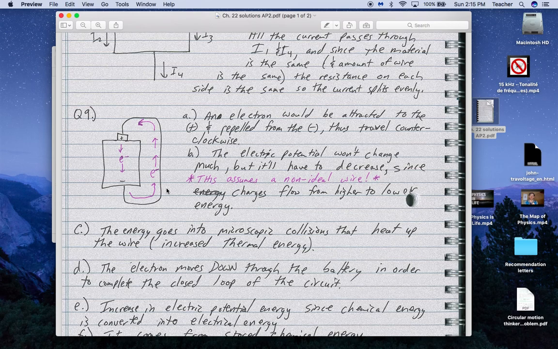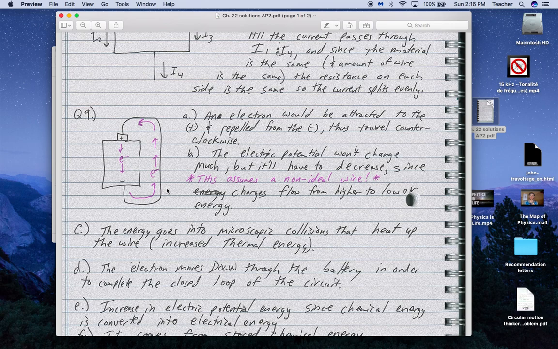The electric potential won't change much at any given length of the wire, but it actually has to decrease overall, because as you go in a complete loop, you're going to gain electric potential as the electrons go through the battery. You have to lose it as you go through the wire. So that was a little sneaky, I thought. It should have just told you it was a non-ideal wire.